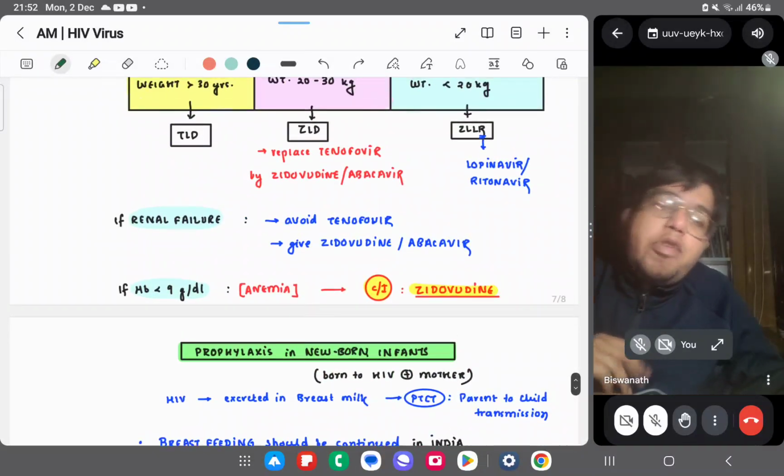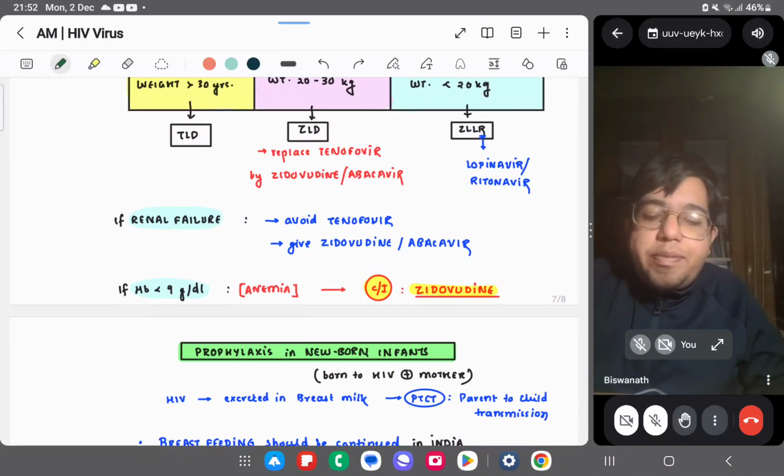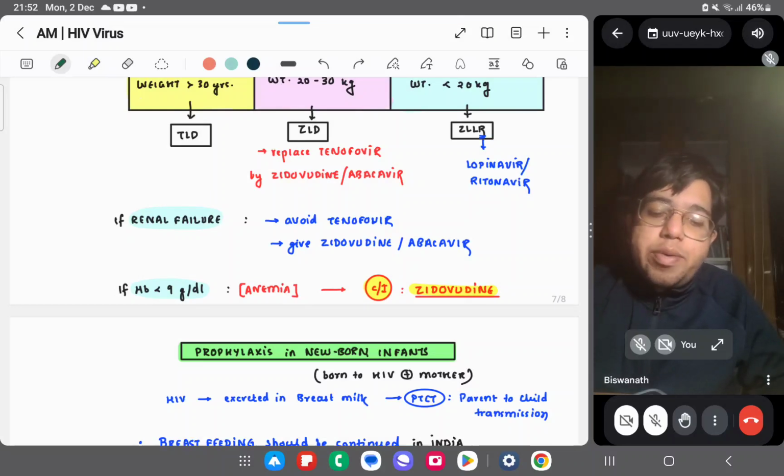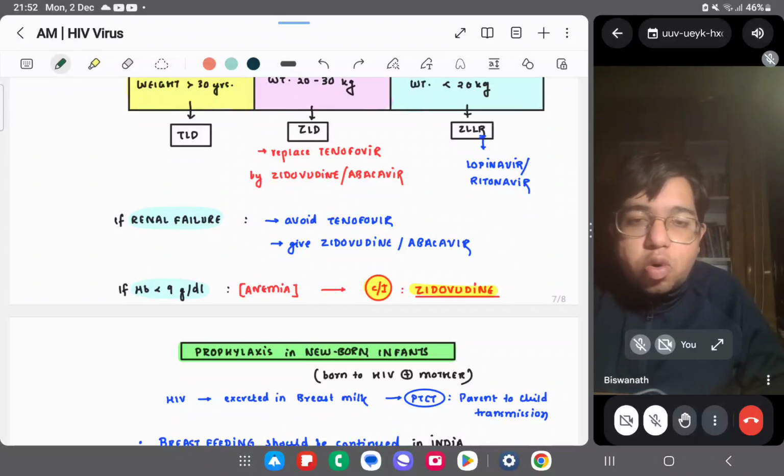Renal failure, avoid tenofovir. You don't have to give this. Give Zidovudine or Abacavir. Means in a renal failure adult patient, will you use the TLD regimen? No, you will use the ZLD regimen, right?